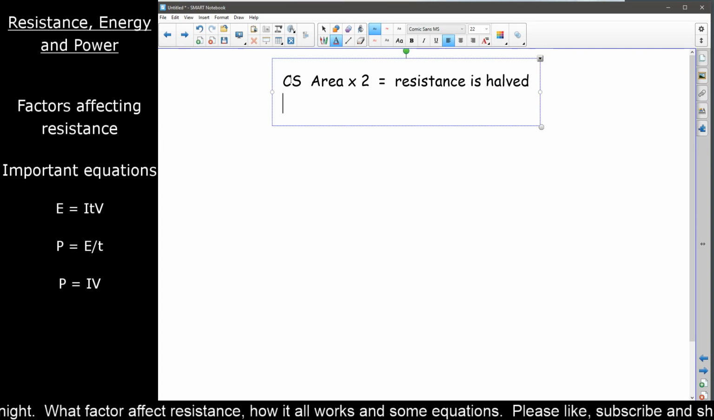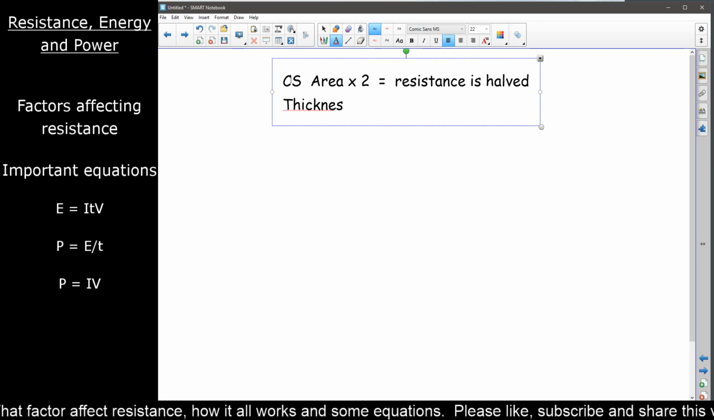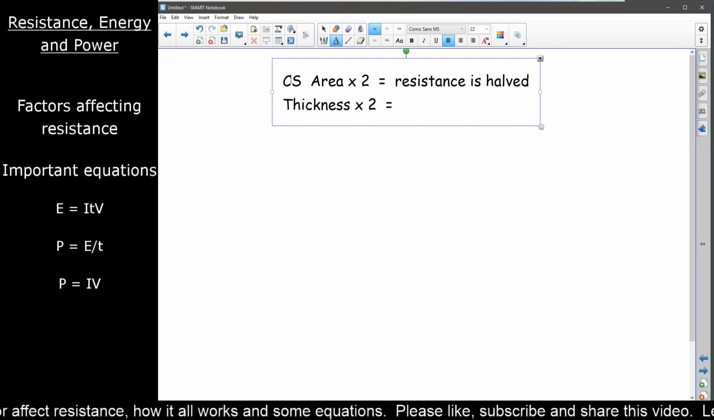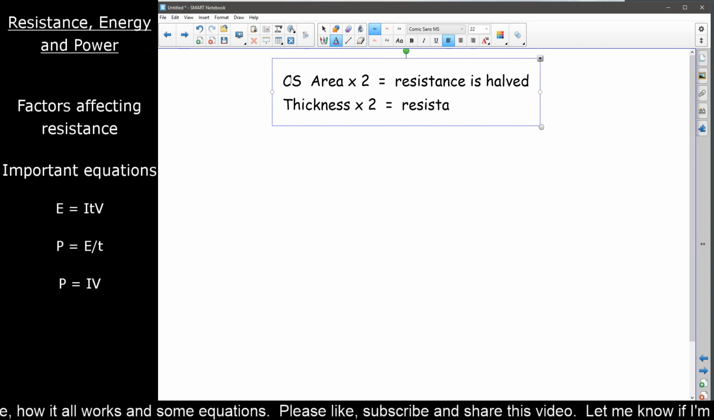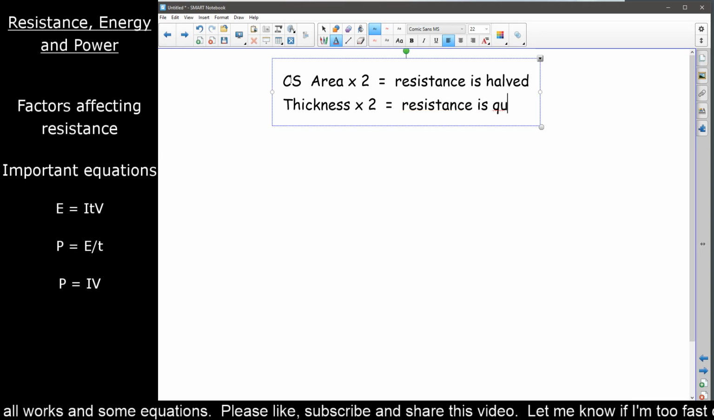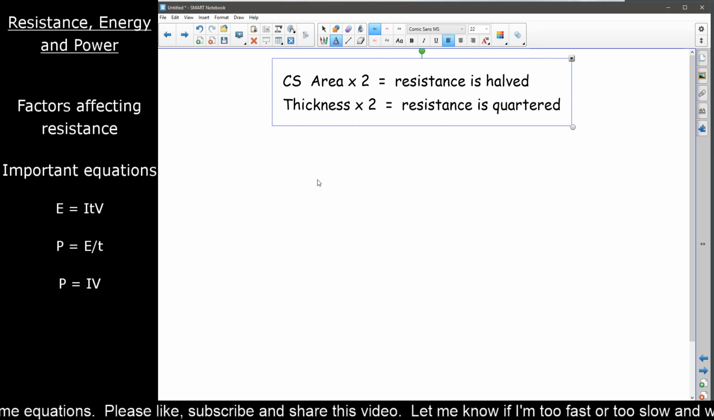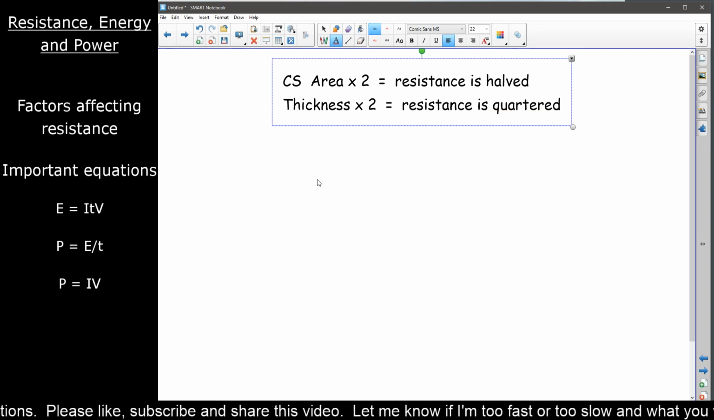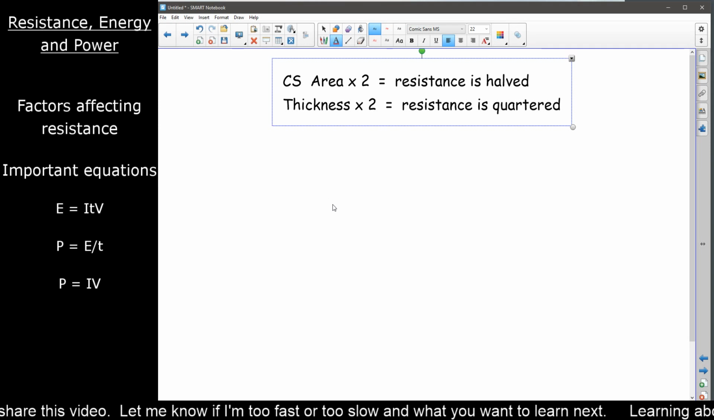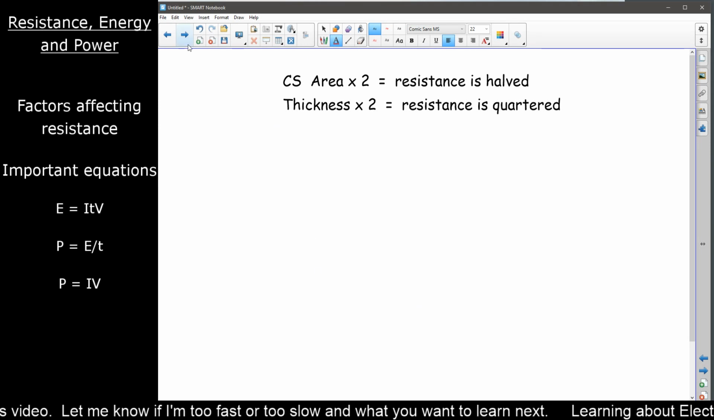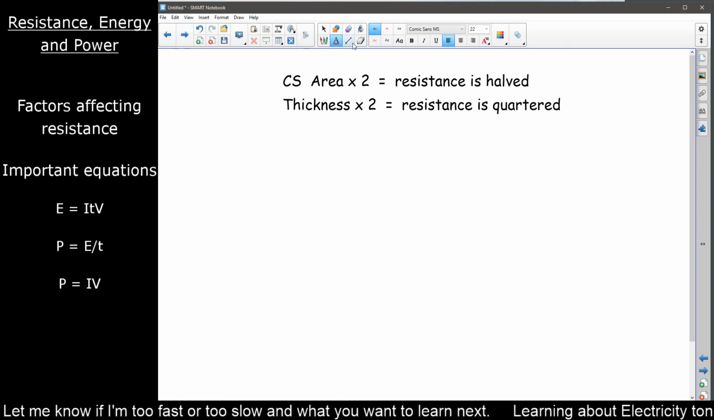If the thickness, and this is something that sneaky examiners do, ask what happens to the thickness. If the thickness is multiplied by 2, then the resistance is quartered, because increasing the thickness by a factor of 2 increases the area by a factor of 4, because you're increasing it in 2 directions. Happy? Good.